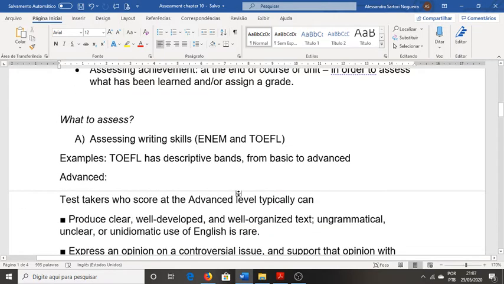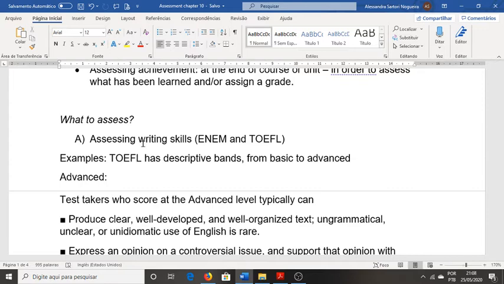What to assess? Here I bring some examples that Graves brings, but some other examples to compare. Well, assessing writing skills, what to assess? Here there is A and B, what to assess, and I wrote writing and speaking. A is writing, B is speaking.